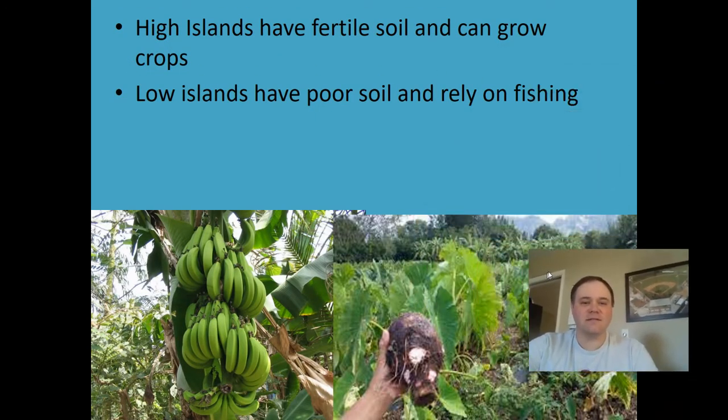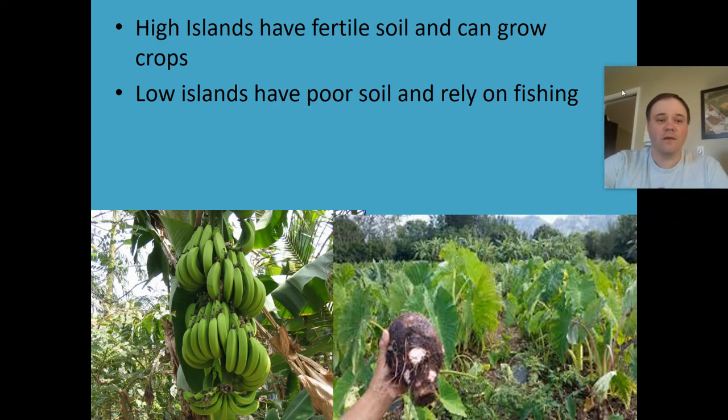The high islands tend to have better soil. They can grow more crops. Low islands have poorer soil and rely on fishing. So you're going to see a lot of exotic fruits and vegetables grown in places like this. In the high islands, you might see banana plantations and other types of tropical fruit.